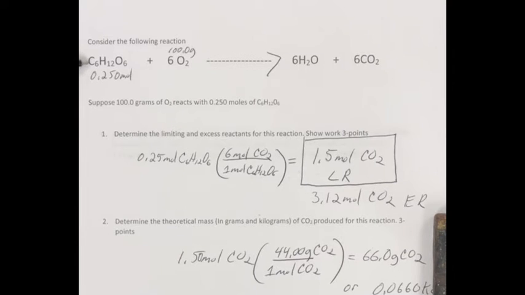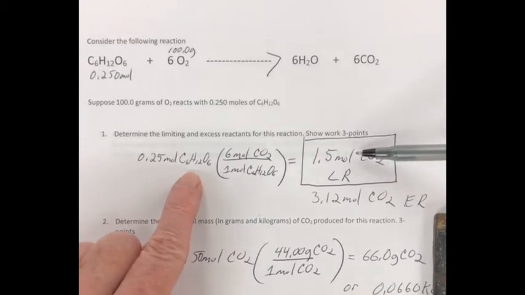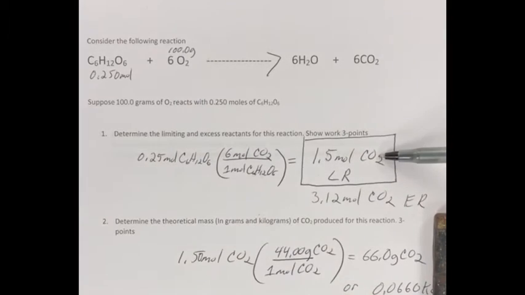this hydrocarbon compound, which is glucose. We're combusting it, getting carbon dioxide, we're getting water, we're also getting heat. We've already determined that carbon dioxide is produced in this amount if we use the oxygen. So notice the smaller amount used, 0.25 moles of the glucose, so there's our limiting reactant. This much carbon dioxide is produced in moles.